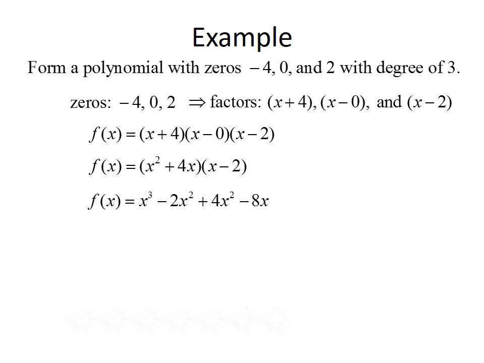And if we FOIL those two together, (x squared plus 4x) times (x minus 2), we'll get x cubed minus 2x squared plus 4x squared minus 8x. We combine the like terms in the middle together to give us the polynomial x cubed plus 2x squared minus 8x.